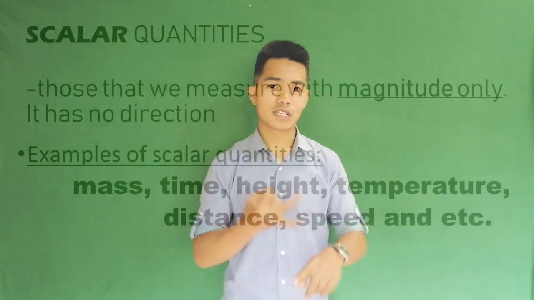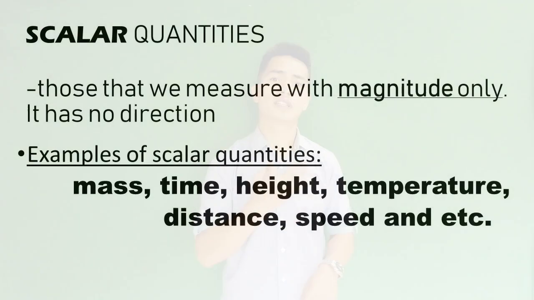Examples of scalar quantities are mass, time, distance, length, temperature, and others. Let's take mass for example. We measure mass with its magnitude only. It has no direction, right? We say 50 kilograms. That is the magnitude of mass, 50 kilograms.